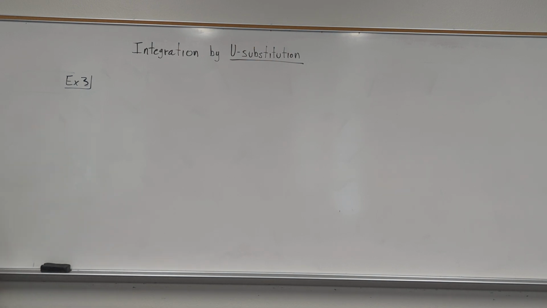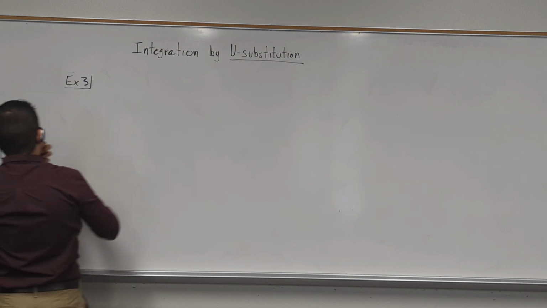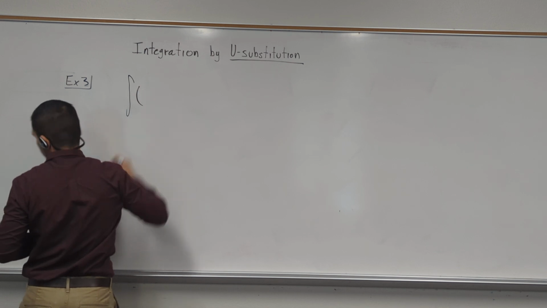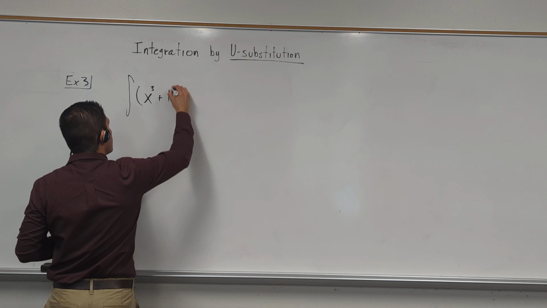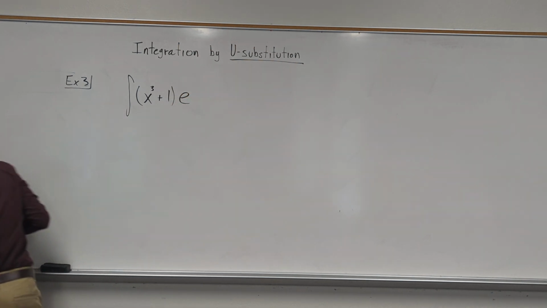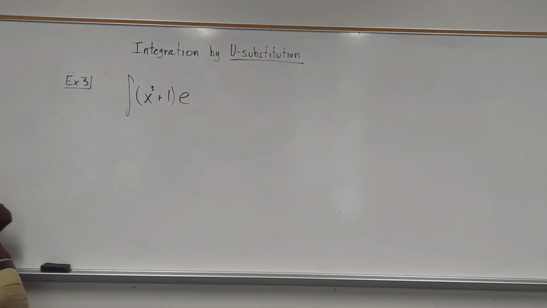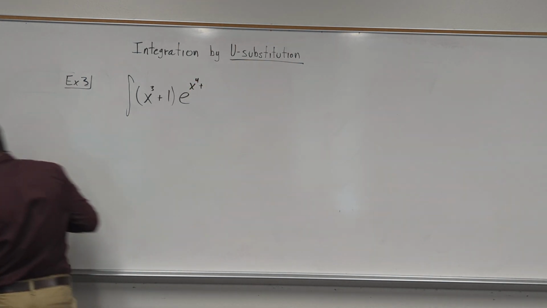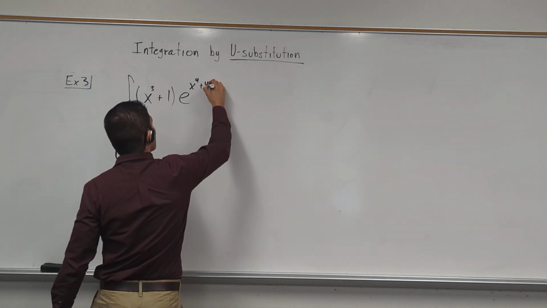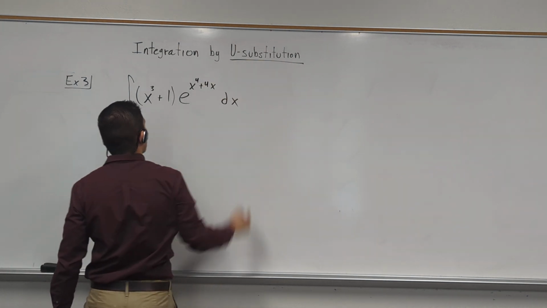All right, example 3. This looks good. So we're going to find the antiderivative of x to the 3rd plus 1 times e to the power of x to the 4 plus 4x dx.